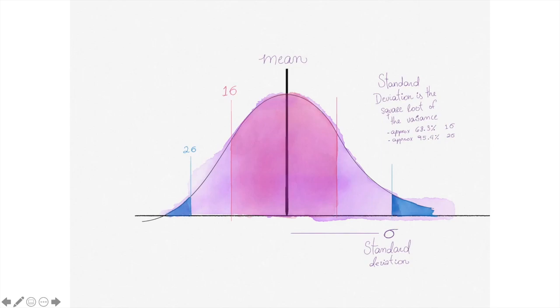Hi and welcome. In this video we're going to be talking about normal distributions, the Chebyshev theorem, and how to find the probability of having an observation with a particular value given the distribution that it belongs to.